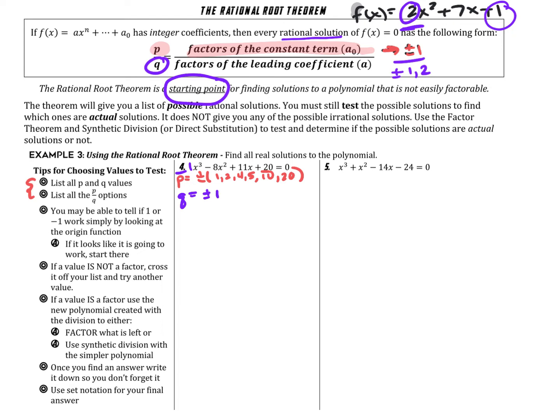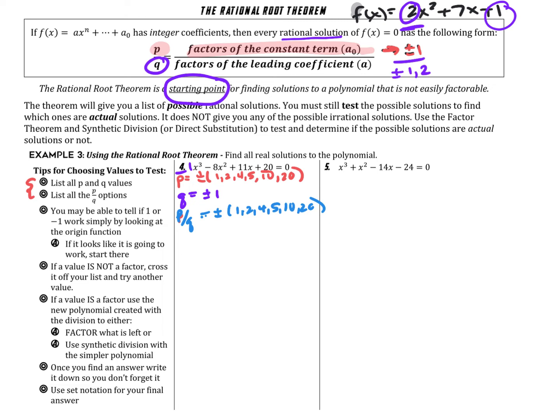So then we can list all of these as a fraction. P over Q is plus or minus all of those numbers divided by 1, which are really just all of those numbers. If Q was plus or minus 2, we'd also have to think about 1/2 and 5/2. But this is what we have for our options here. Now that we've accomplished that, we're going to try and figure out using synthetic division what we should guess or what we should test first.